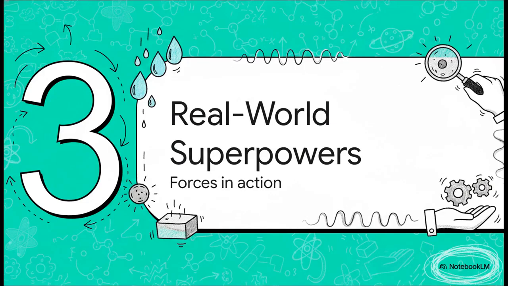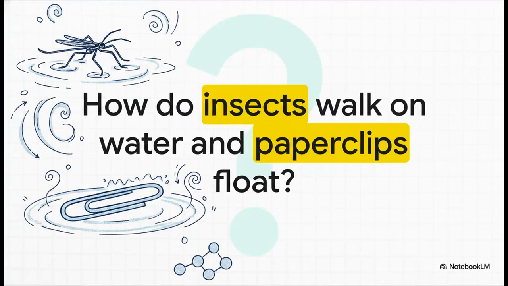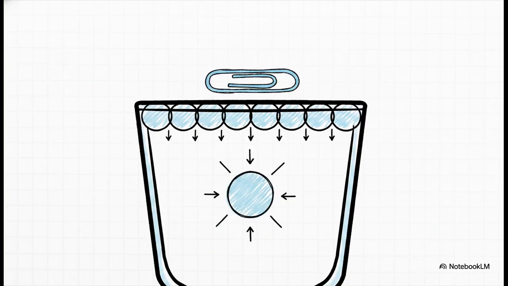On to Section 3, real-world molecular superpowers. How do these invisible microscopic interactions actually translate to the visible world we interact with every single day? Okay, you've probably noticed these little everyday miracles. I mean, a solid metal paperclip is way denser than water, so it should sink like a stone immediately, right? The reason it doesn't is entirely driven by those invisible forces we just talked about. It's all about surface tension.